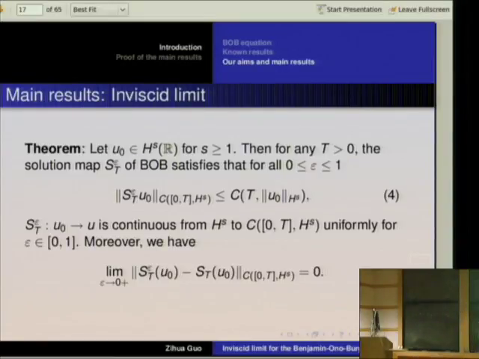We assume the initial data belongs to H^s, and of course real valued. For s larger or equal to 1, then we show the Benjamin-Ono-Burgers equation is uniformly globally well-posed. That is what I mean by uniform well-posedness. I mean the bound and the continuity are independent of epsilon. So not like before, if you use the dissipative term, the well-posedness will depend on epsilon. But we need it to be independent, yes. And with this independence, we can show this limit. Okay?